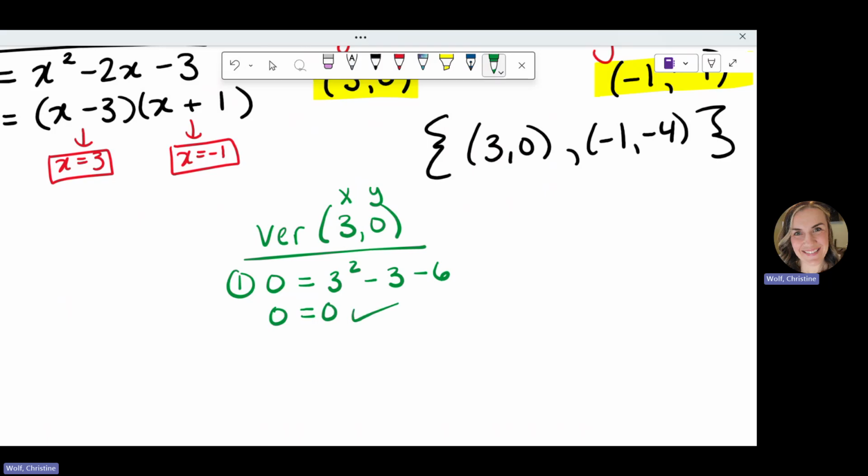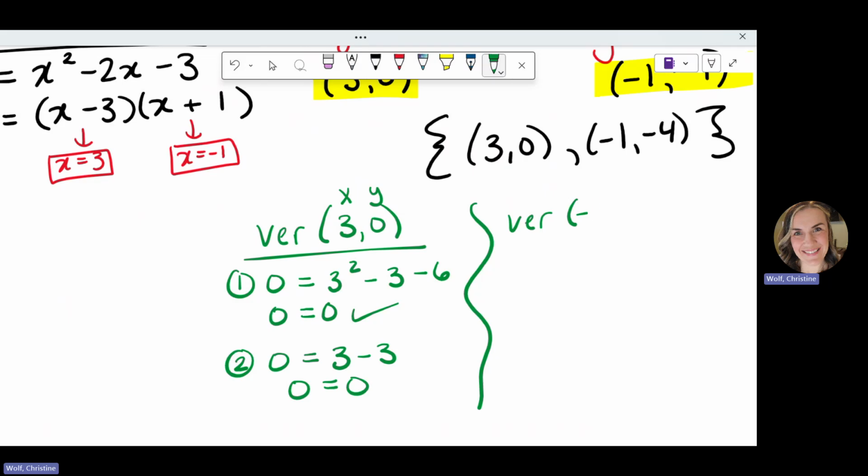Just to save on time today, I'm not going to show you all of them, but you would just repeat the process and sub 3 and 0 into the next one, equation 2, and you would get it again. And then you would repeat the process for your other point. I'm not going to show this, just to save on time for this video, but you would just repeat the exact same process by plugging this x and this y into your two equations. And they do balance. I've checked it, so we know that those answers are correct.